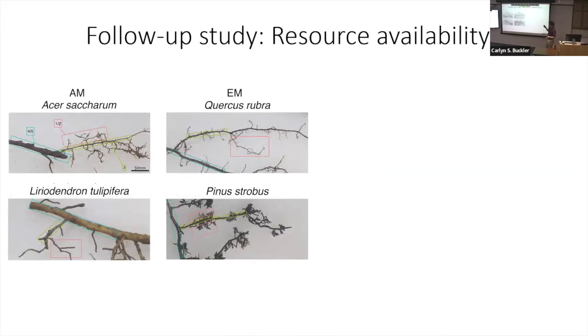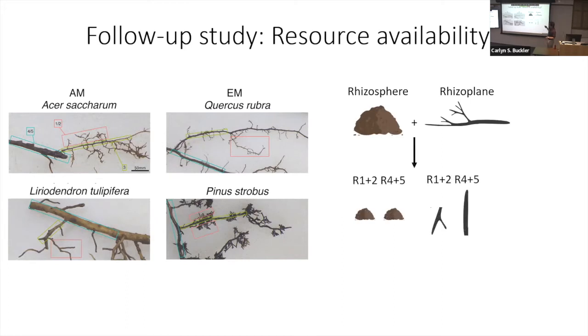For this study, we chose 4 different tree species, 2 AM and 2 EM, and we had 2 coarse-rooted species and 2 thin-rooted species. For this study, we collected absorptive and transportive fine roots, and we took the rhizosphere and the rhizoplane from each one.